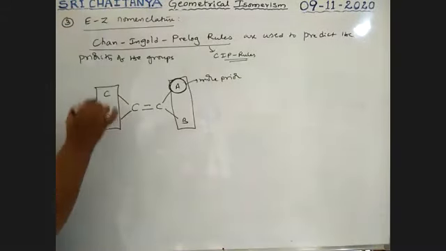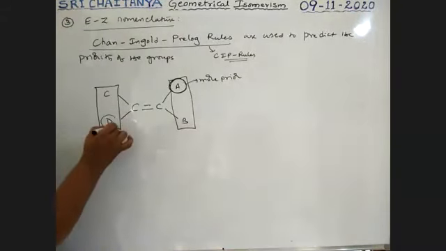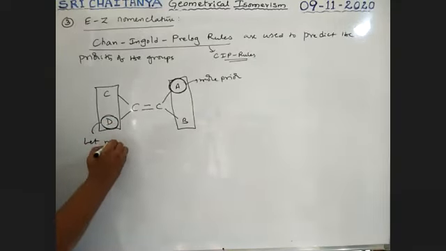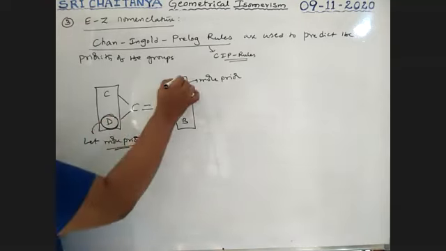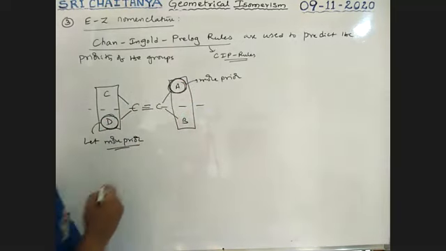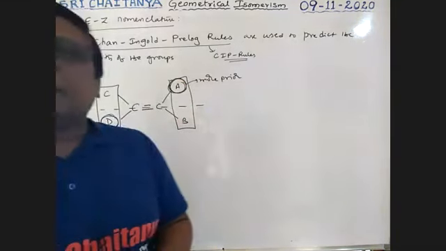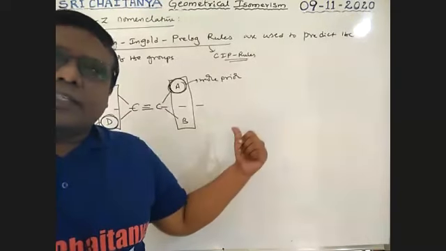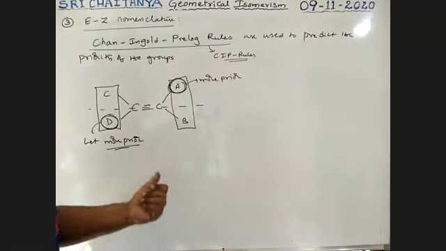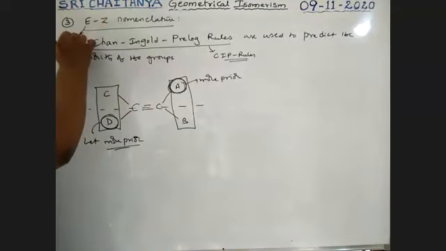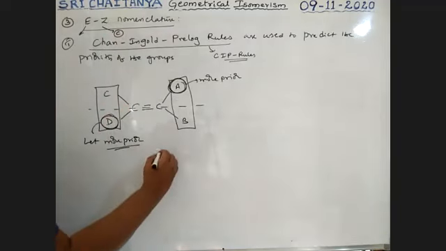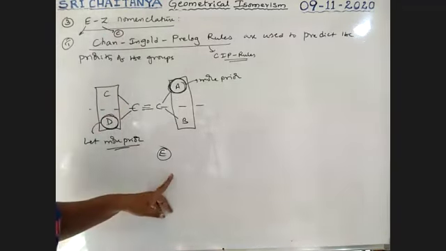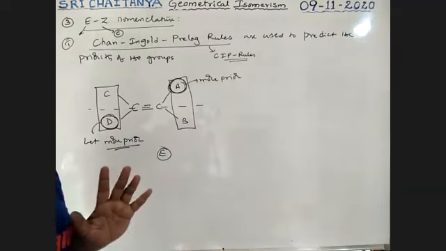Now let us observe which of these 2 groups is more prior. Let us take this one as more prior. If the more prior groups are on the opposite side of the C double bond C, that seems to be trans. Trans means it is E form. It is the E isomer.